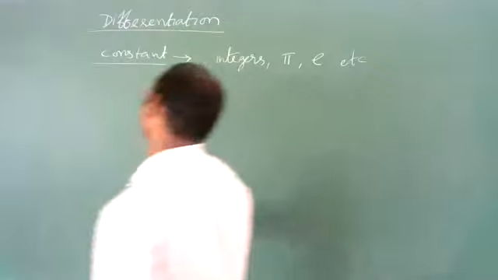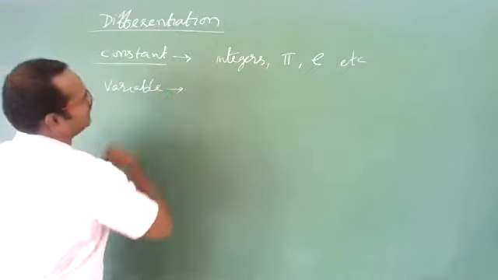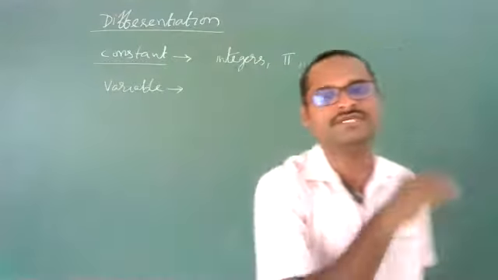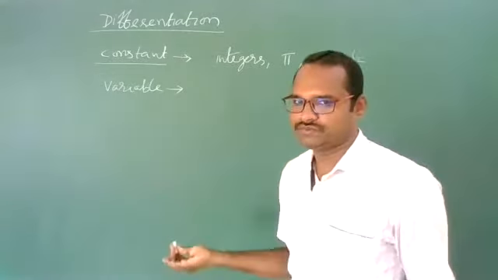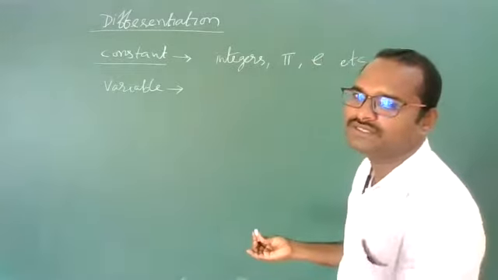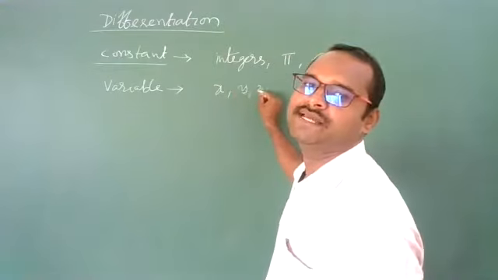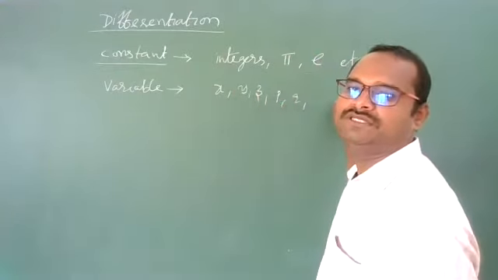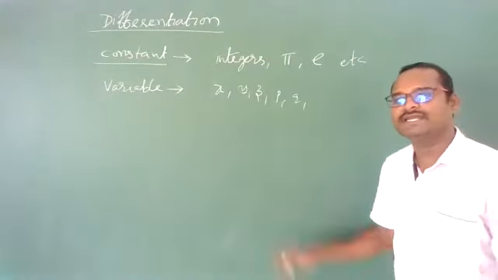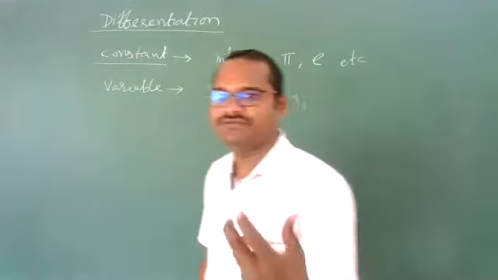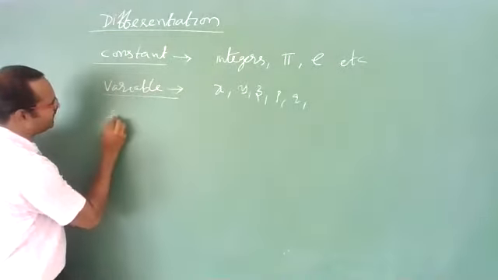Clear? Next, variable. What is a variable? A variable is any physical quantity which can take any value. Whatever value we give for that, it will take. We can represent them as x, y, z, p, q and so on. These all things we call variables. Clear? They can take up any value, whatever value we give for them. Okay.